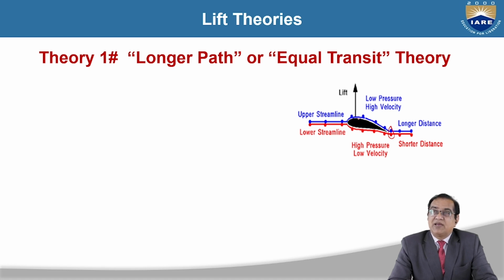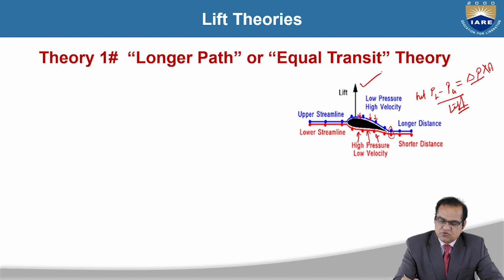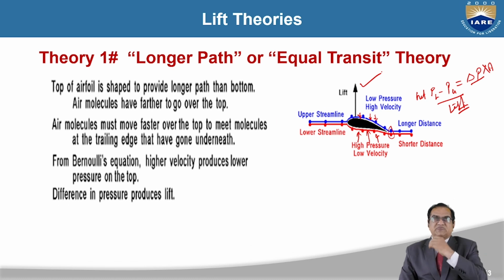So there is a pressure difference: the lower side is high pressure, and this side is low pressure. So there is a net pressure, pressure lower minus pressure upper. This gives a delta P, and this delta P times the area of the wing is called the lift. In this way lift is generated, as shown in this diagram. The top of the airfoil is shaped to provide a longer path than the bottom.